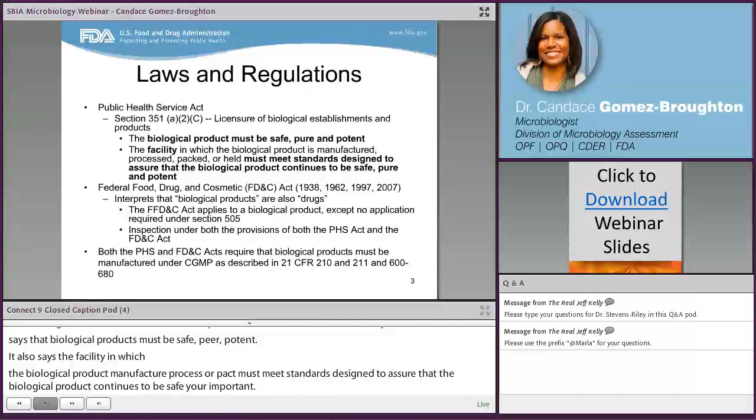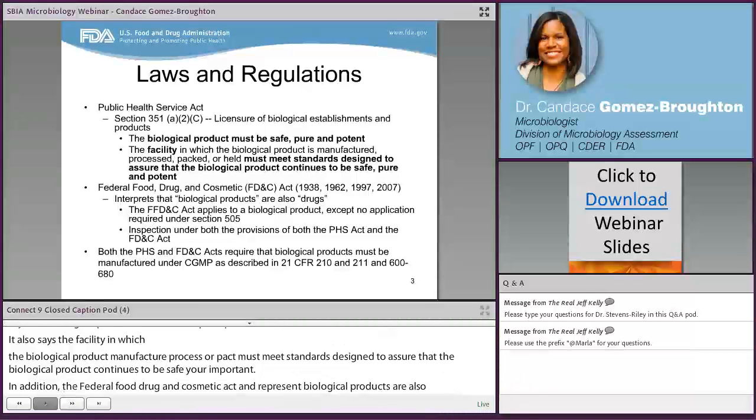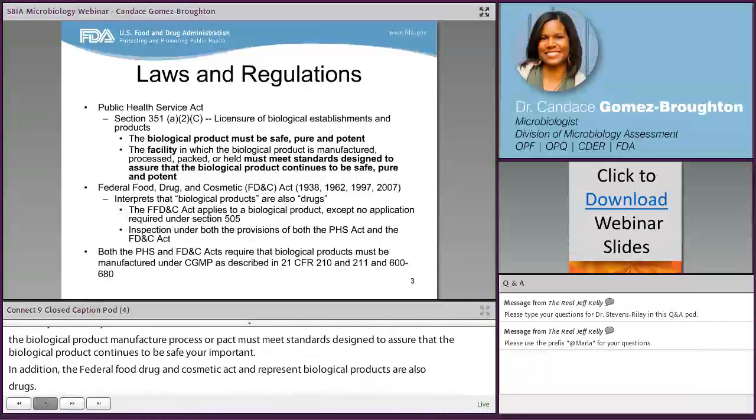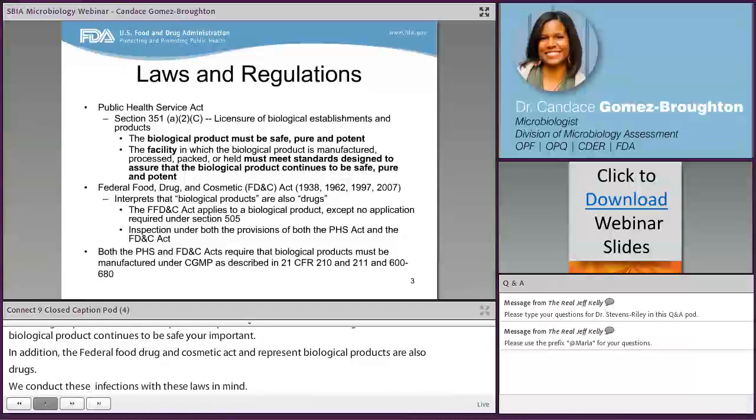Okay? So both of these laws give us the authority to conduct inspections, and so we conduct inspections with these laws in mind. Both the PHS and FD&C Acts require that biological products must be manufactured under current good manufacturing practices as described in the Code of Federal Regulations, Sections 210 and 211, as well as 600 through 680.